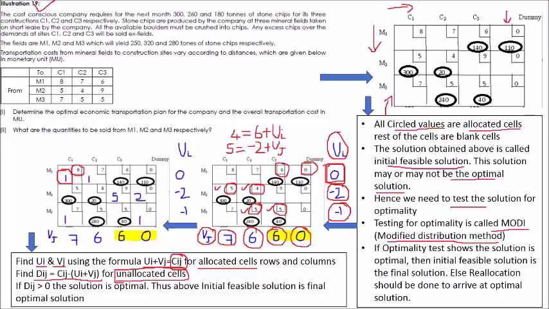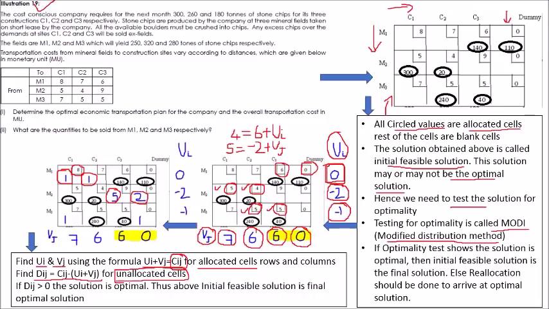For this one, there is an unallocated cell. So Cij is 7, Vj is 6 and Ui is 0. 6 plus 0 is 6. 7 is Cij, so 7 minus 6 is 1, which is the Dij value. Similarly, for the unallocated cells, you find the Dij value.